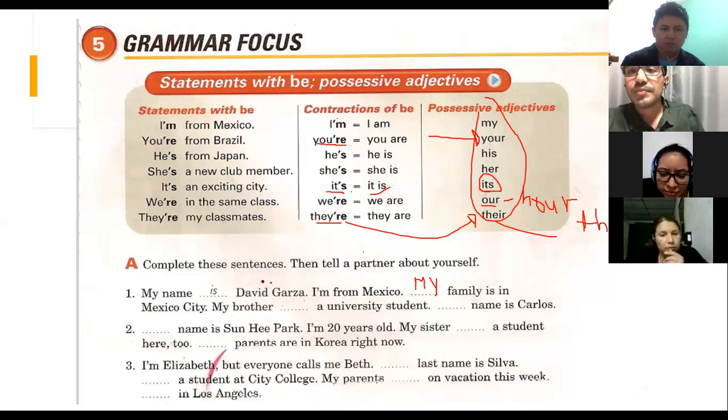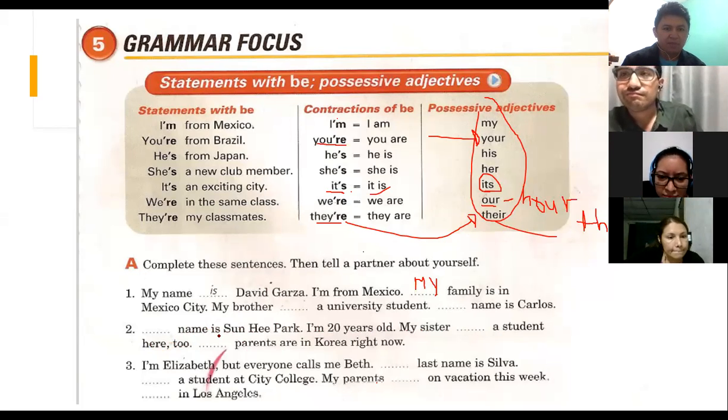Number two, please. Yes, thank you. My name is Song Hipar. I'm 20 years old. My sister is a student. Our parents are in Korea right now. All right, thank you so much.